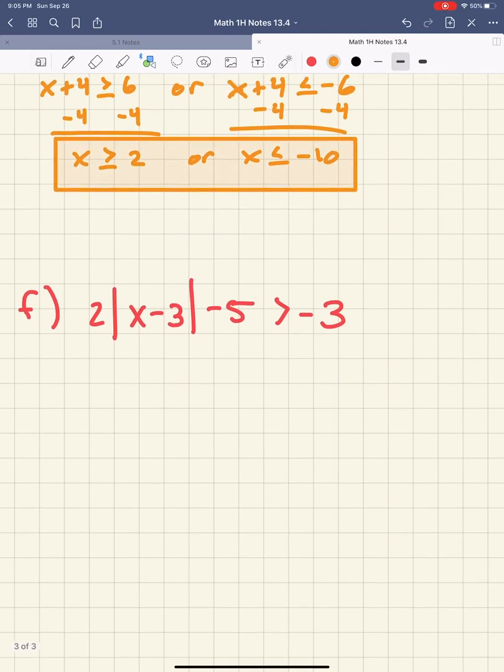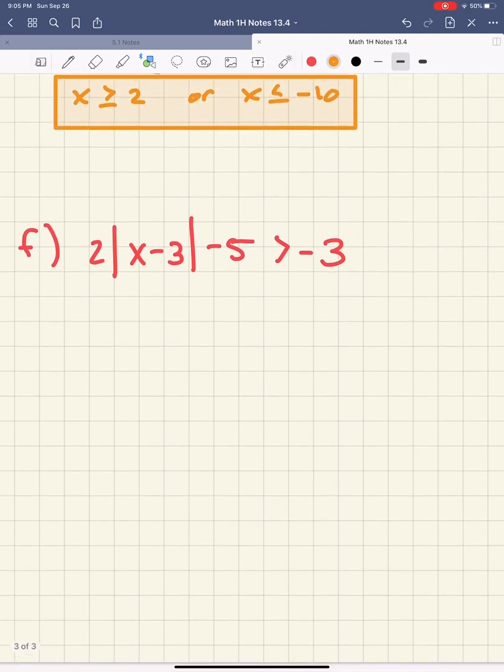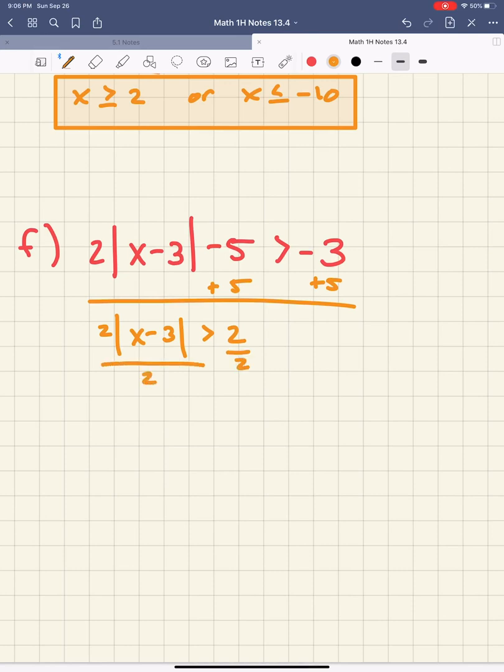And we move to the last one here. This one, you can see there is some work to be done in isolating the absolute value. So first I'm going to add 5. And then I need to get rid of the 2 that's being multiplied, so I divide by 2. And I get the absolute value of x minus 3 is greater than 1.